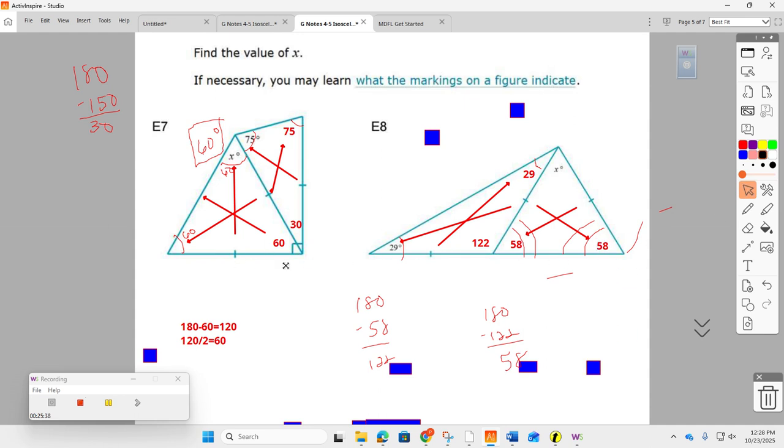Morgan, can we find x now? Yep. How will we do it? What are we going to start with? Always starting with 180. Okay? This angle plus this angle plus this angle equals 180. So how can I find this angle?